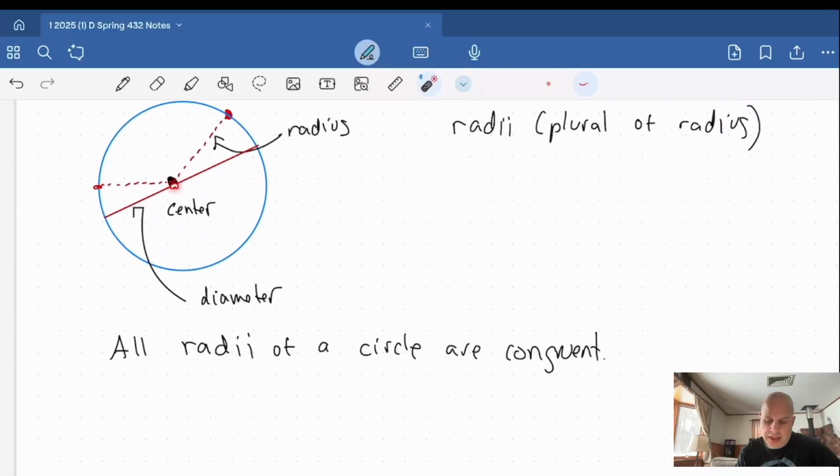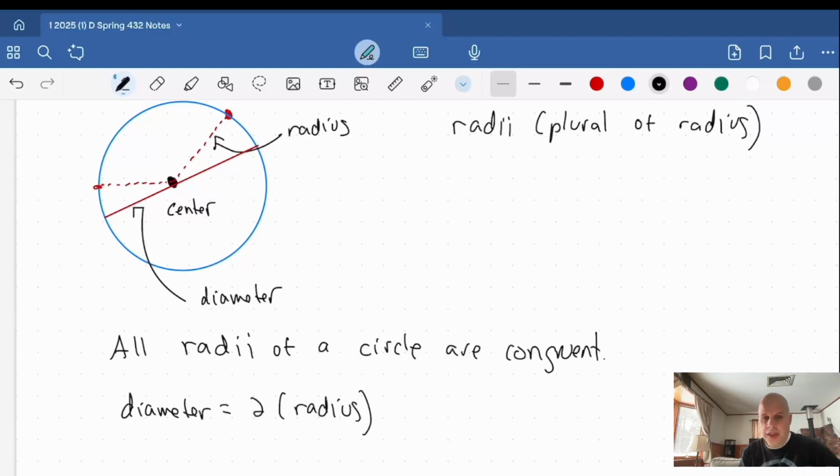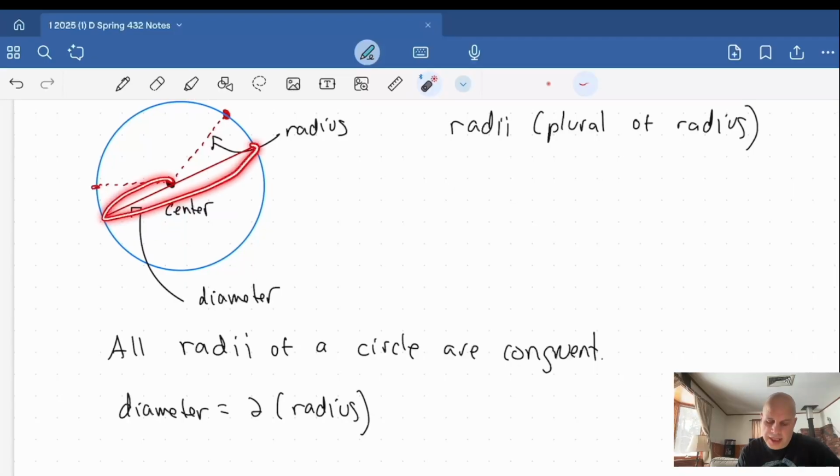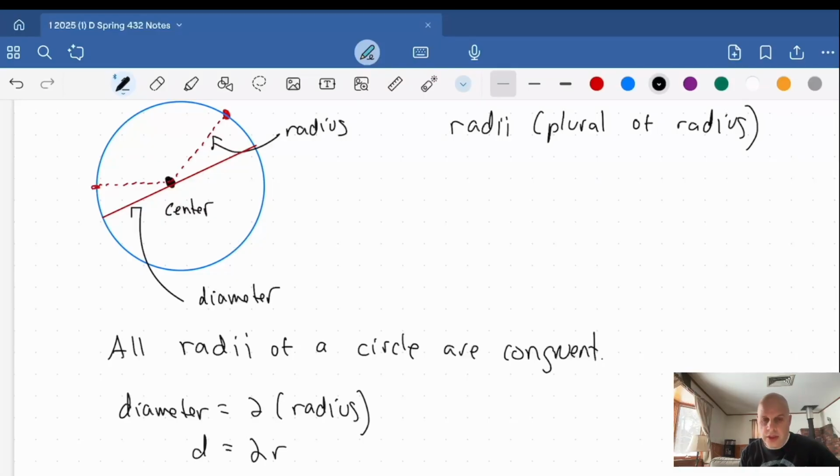And since this diameter consists of two radii, we can say that the length of that diameter is equal to 2 times the length of the radius. That is, the length of the diameter is double the length of the radius. If this radius was 4 centimeters, this whole diameter would be 8 centimeters. In shorthand notation, d = 2r. Diameter is equal to 2 times the radius.